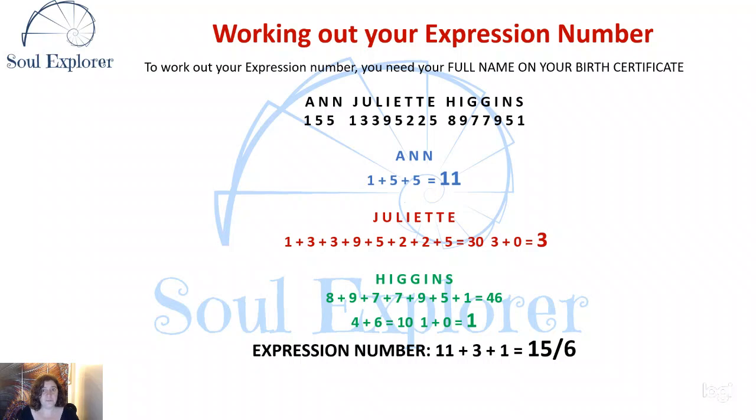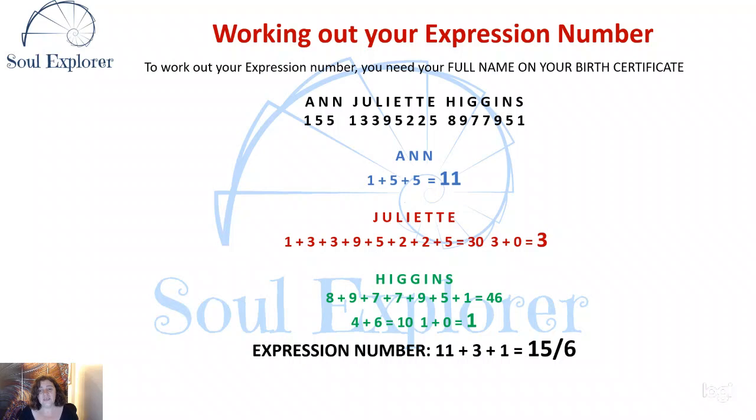Then I look down at the middle name, Juliet, and the 1 is the J, the 3 is the U. As you can imagine, each letter has its own vibration, and I add all these numbers up for Juliet and I get 30. Well, that's not a master number, so I'm going to continue adding until I get a single digit of 3. I do the same thing with the surname Higgins, add together the number energies for each individual letter. Here we get 46. Not a master number, so I'm going to continue adding and reducing until I get to a final single digit number, which is the 1.